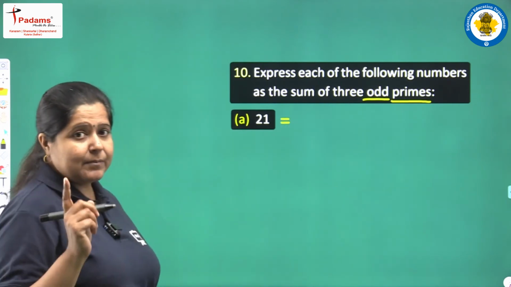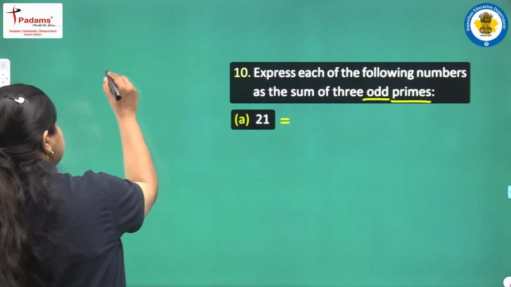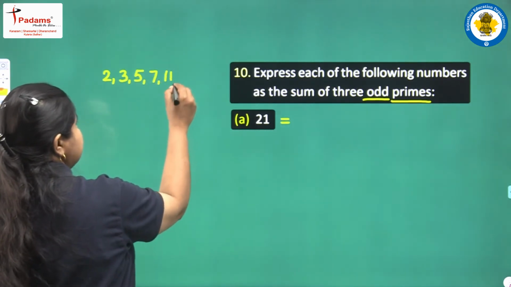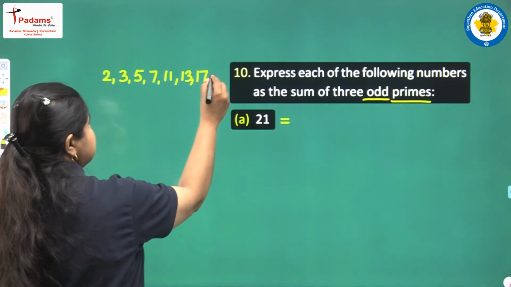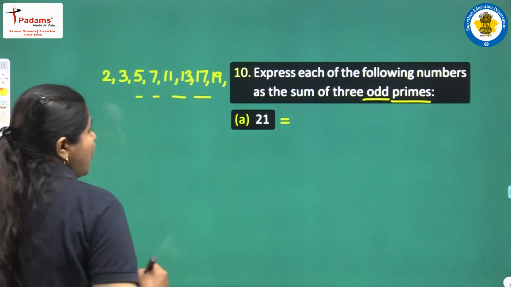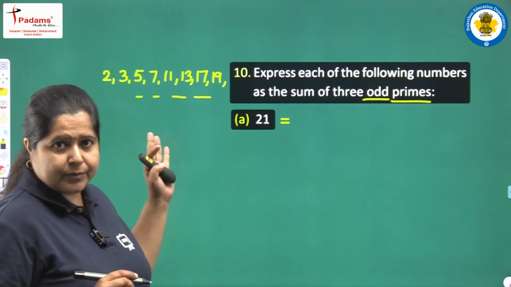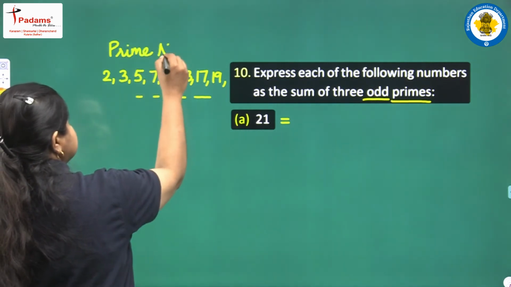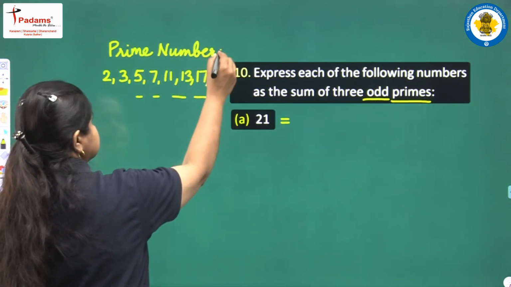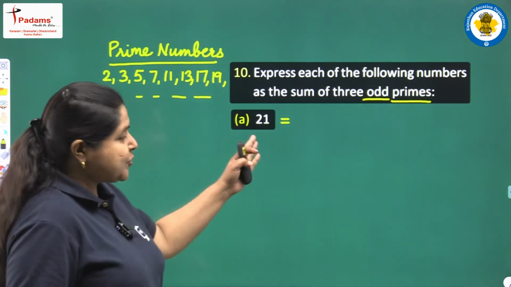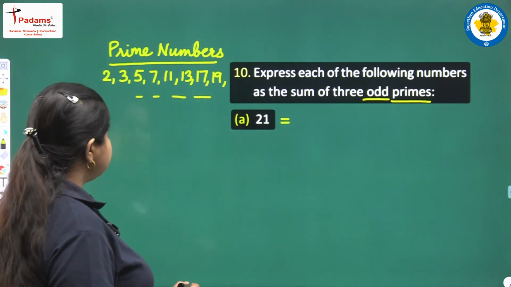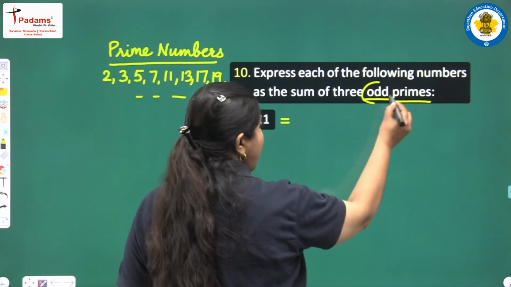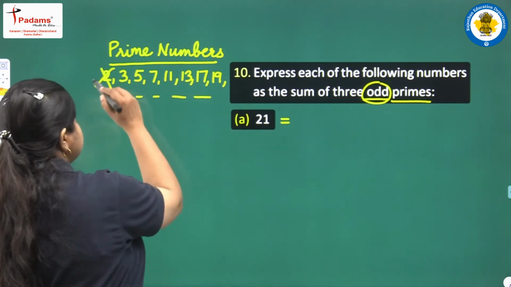We should know the prime numbers. You know that the prime numbers start from 2, then we have 3, 5, 7, 11, 13, 17, 19 and so on. All these should be very much learnt by you. So, these are the prime numbers we are talking about. We have to break this 21 and if we take 2, can we take 2? No, because we have to take only odd primes. So, this 2 cannot be taken here.